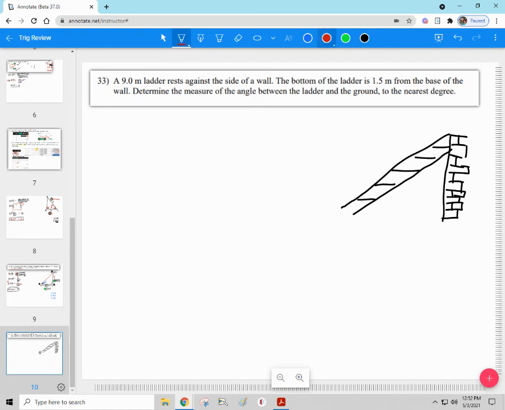A 9 meter ladder. Therefore, the length of the ladder is given as 9 meters against the side of a wall. The bottom of the ladder is 1.5 meters from the base of the wall. I see that here is the base of the wall, and the bottom of the ladder 1.5 meters away means the horizontal distance is given as 1.5 meters. Now the question is, determine the measure of the angle between the ladder and the ground.